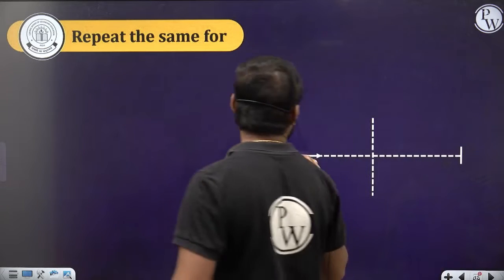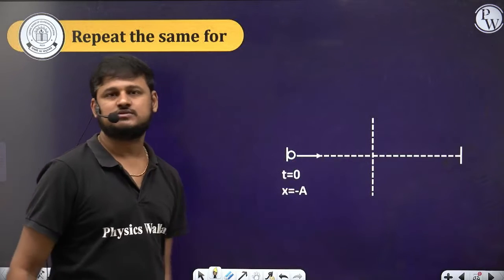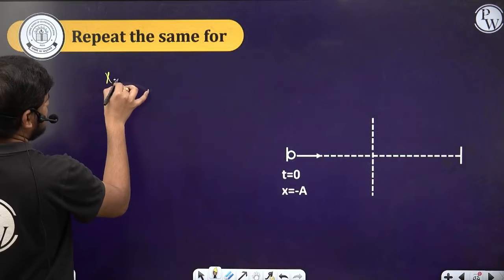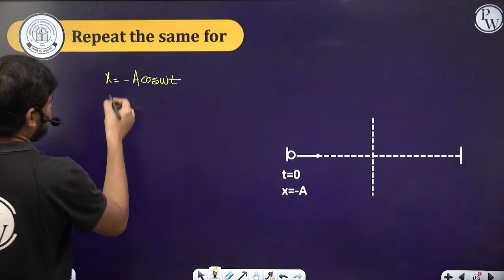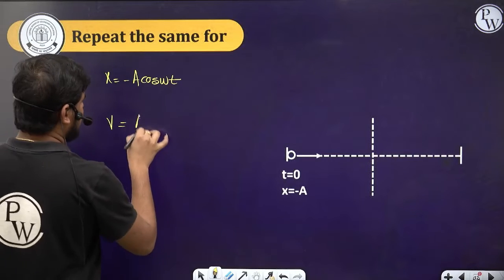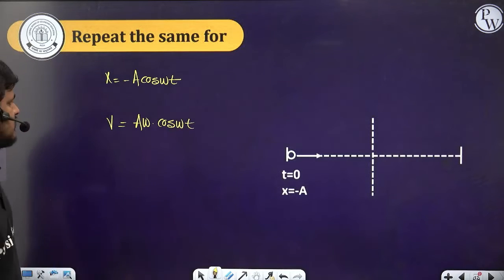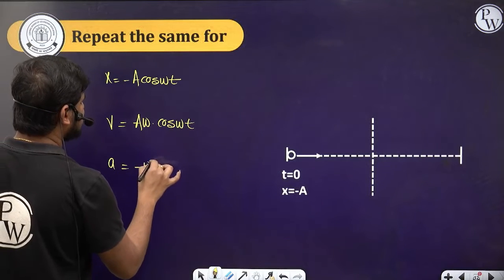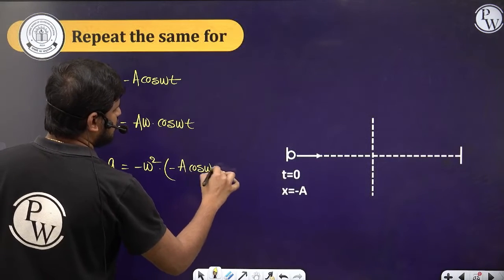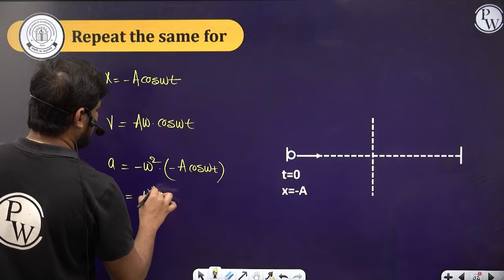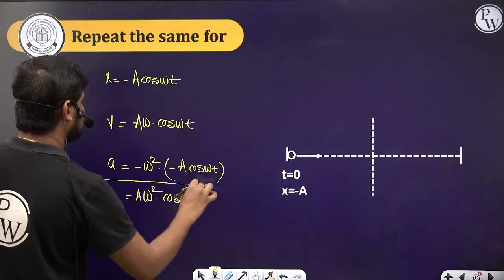When the particle is starting from the left extreme, at time t equals 0, x equals minus a, and it is moving towards the mean position, so x equals minus a cos omega t. Differentiate the displacement and you will get the velocity, which is a omega cos omega t. Then what will be the acceleration? Minus omega square x. In place of x you can write minus a cos omega t, so minus of minus becomes plus a omega square cos omega t. This is the acceleration. Done.